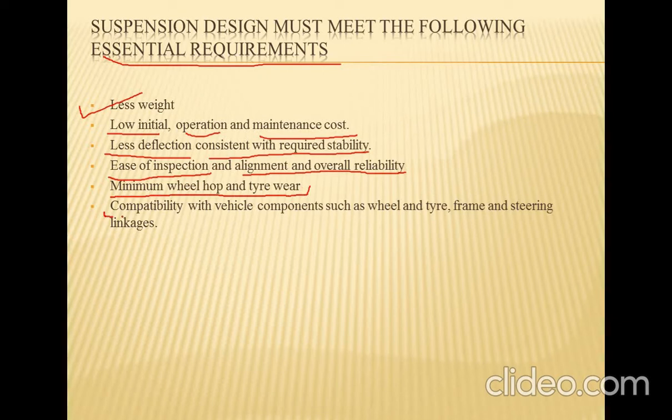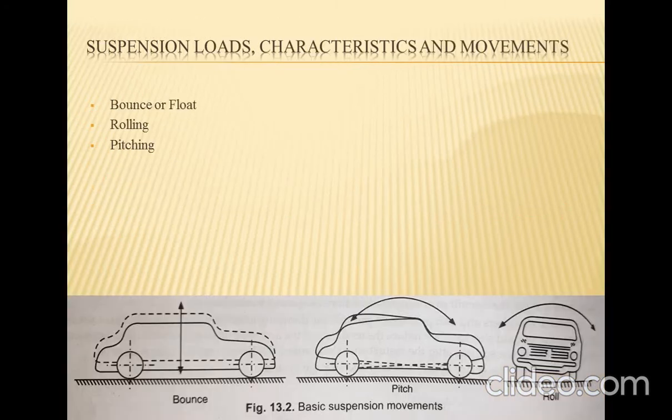And next is the compatibility with the vehicle components such as wheel and tire, frame, steering, linkages. So generally the chassis suspension must be capable of accommodating itself to these variables, and at the same time ensure that the system provides driving safety and driving comfort along with the ride quality and ride stability. So in next slide we will discuss about some of the loads, characteristics and the moments.